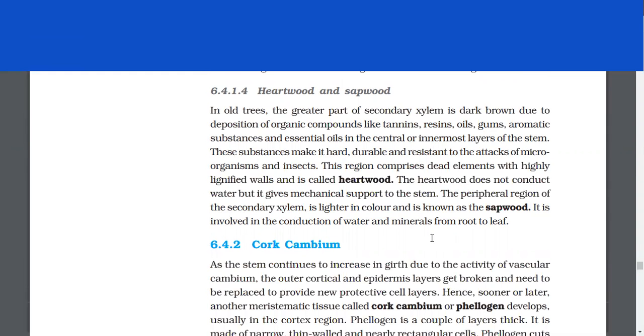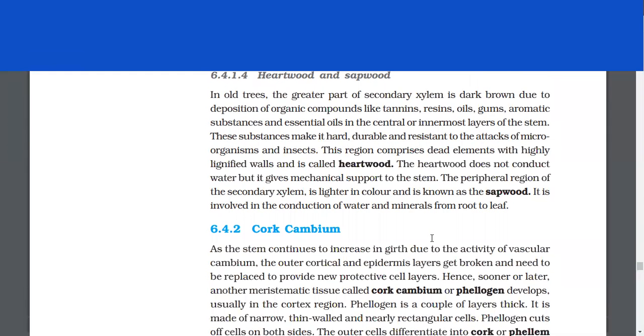Heartwood and sapwood. In old trees, the greater part of secondary xylem is dark brown due to the deposition of organic compounds like tannins, resins, oils, gums, aromatic substances, and essential oils in the central or innermost layers of the stem. These substances make it hard, durable, and resistant to the attacks of microorganisms and insects. This region comprises dead elements with highly lignified walls and is called heartwood. The heartwood doesn't conduct water, but it gives mechanical support to the stem.